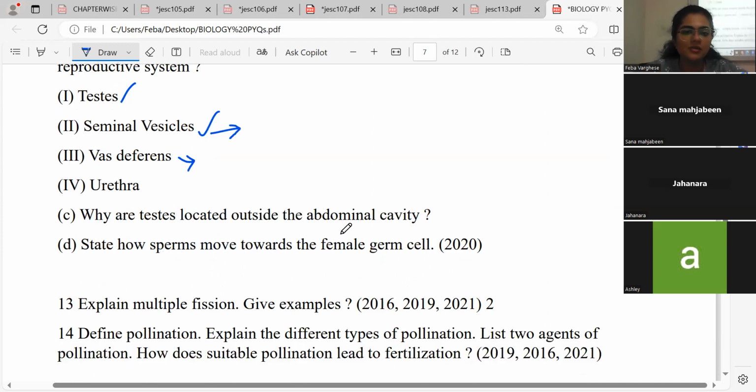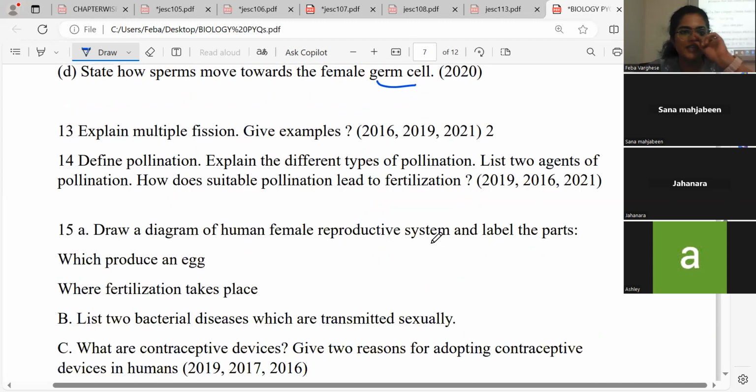Okay. Now, why are testes located outside the abdominal cavity in the scrotal sac? About the temperature, you have to write. State how the sperms move towards the female germ cell. It has got a tail. It has got mitochondria. Mitochondria provides energy, because of which the tail will be moving. That helps in propelling the sperm forward. Okay, write about it. Then explain multiple fission, give examples.